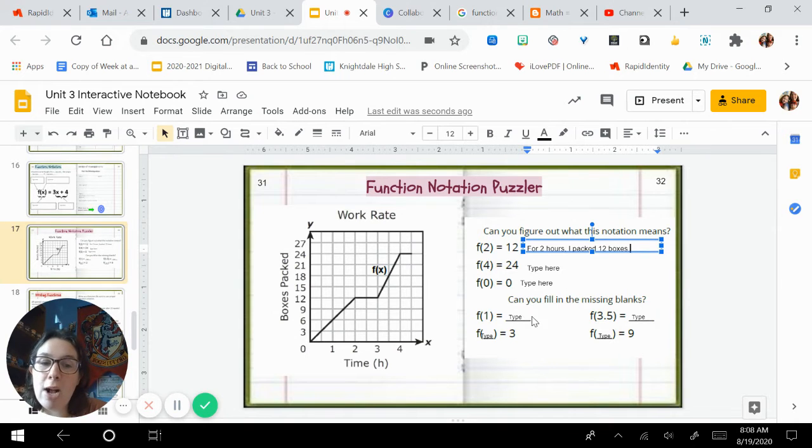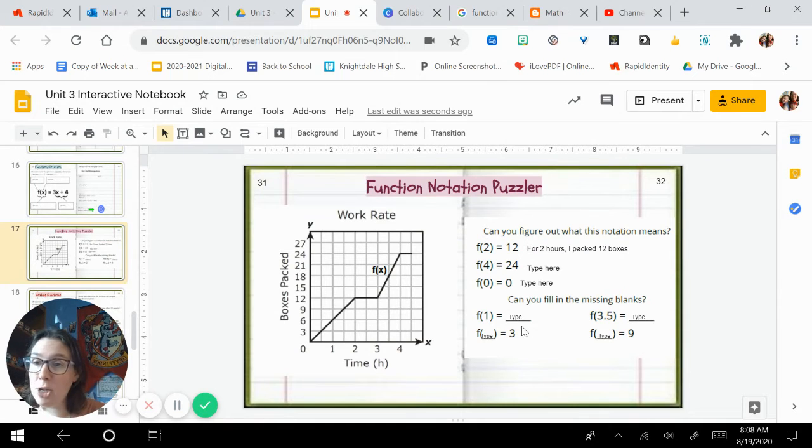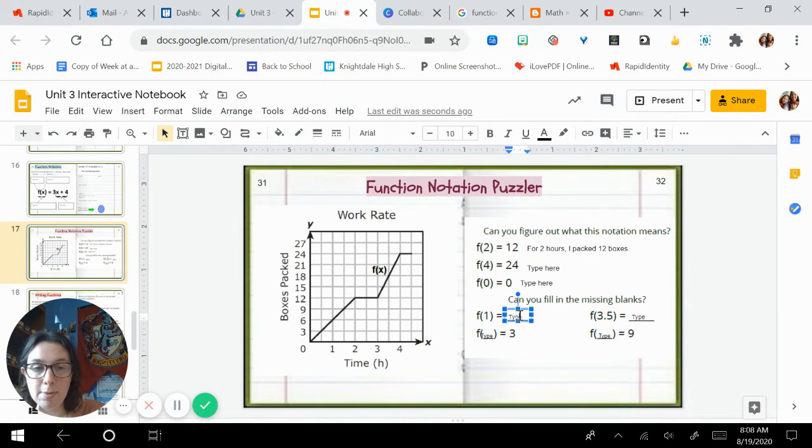All right, so now can we fill in the missing blanks? Can we evaluate a graph just like we did with the equation? So now let's look here. F of 1 equals what? So 1 is my what value? X, because it's in parentheses. So I go over to 1 and I go up until I hit the graph. What number is it across from? It's across from 6. So what does f of 1 equal? It equals 6. I'm going to put 6 here. So you can do f of 3.5. Again, if it's in between, approximate.